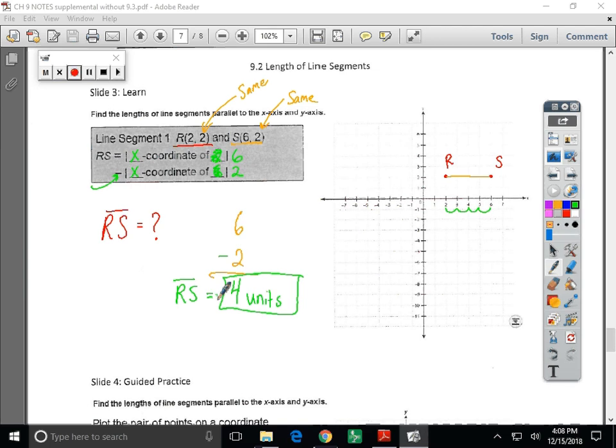I want you to use this idea of absolute value, or at least notice that if they're on the same side of 0, we get to subtract. So this was true when I had 2 positives. It might also be true if I have 2 negatives.